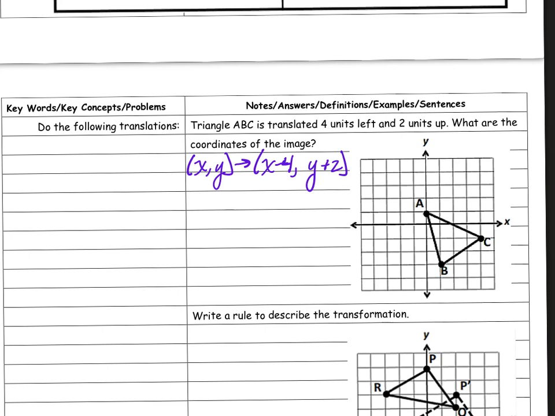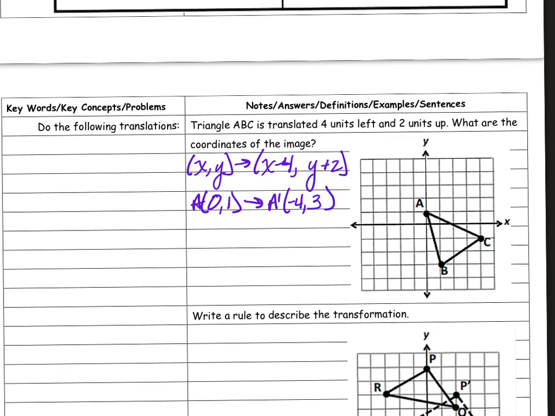And then I'm going to find the coordinates of my pre-image. Actually, it only asks for the coordinates of my image, so I don't even have to graph it this time. So I have to be able to find A. Where is A at? A is at (0, 1). And so A prime is going to be, I'm going to subtract 4. So 0 minus 4 is negative 4. And 1 plus 2 is 3.